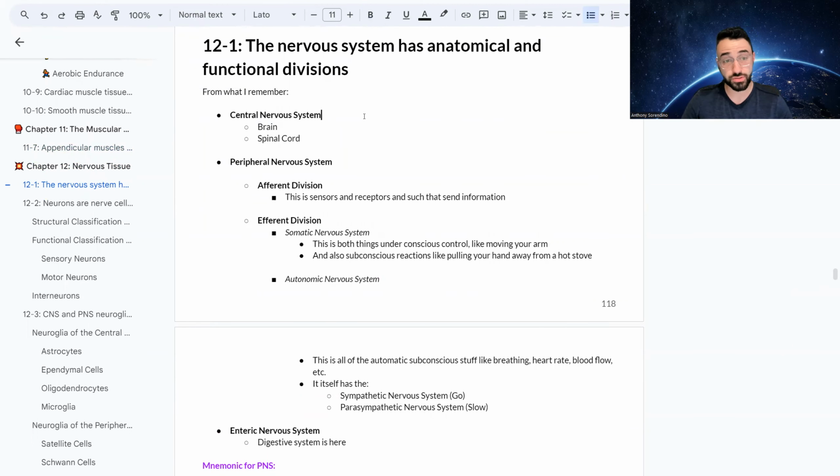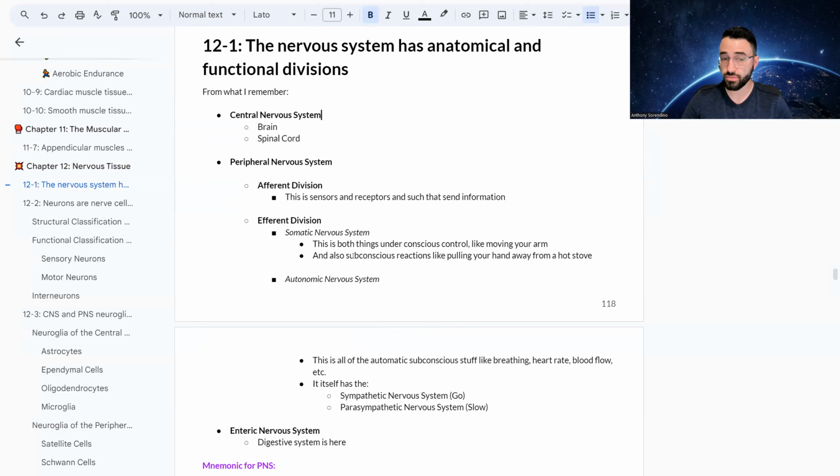What you want to remember here is that you have the central nervous system, which is just the brain and spinal cord. Then you have the peripheral nervous system, which has a lot of subsets. The two big ones you need to remember are the afferent and the efferent division. The afferent one is the simpler one. That's just sensors and receptors that are sending information. The efferent division is where everything else is located.